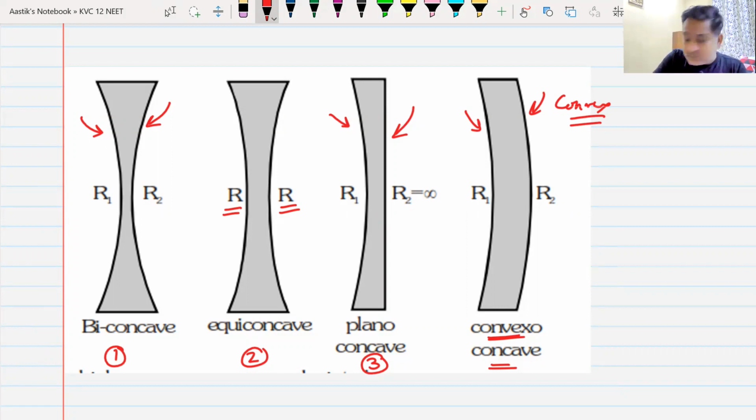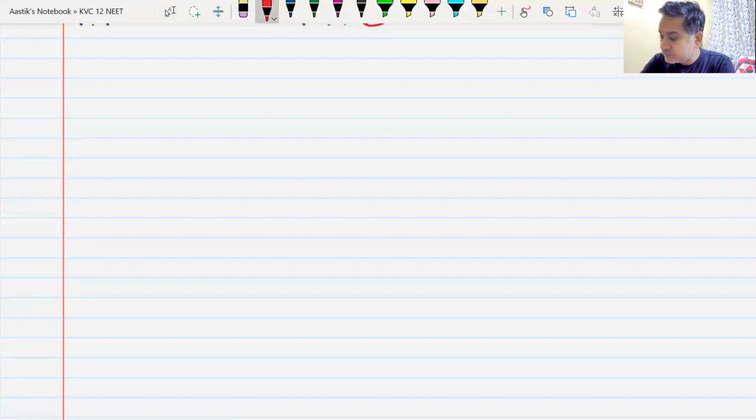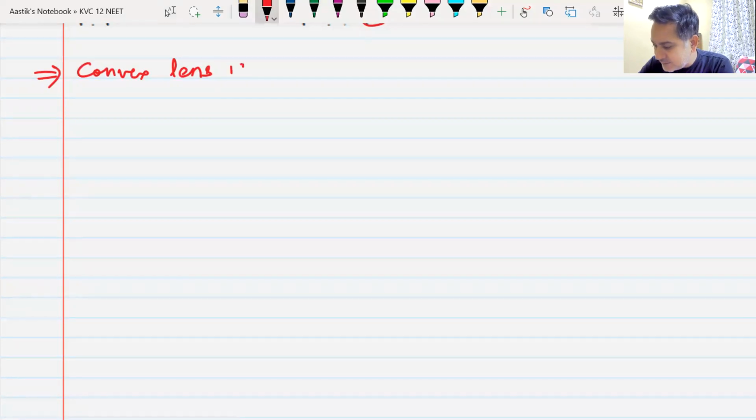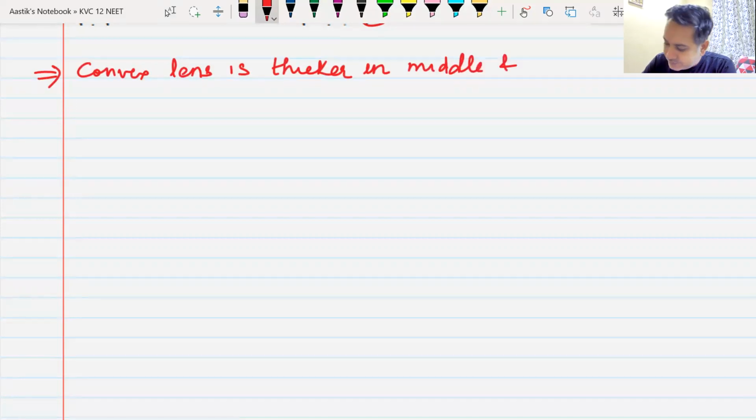So you can also write that one because it might just come as one point. A convex lens is thicker in the middle and thinner at the ends.